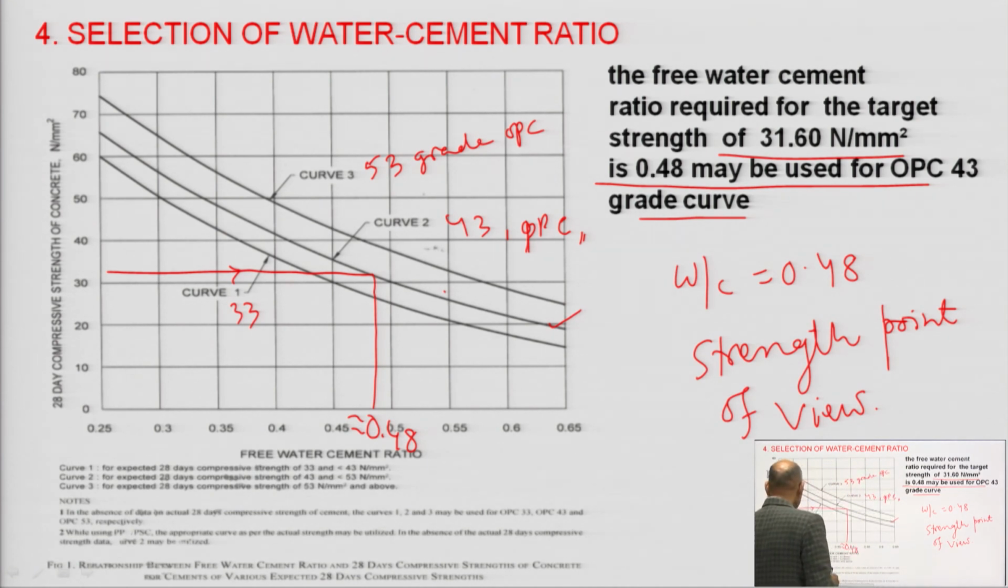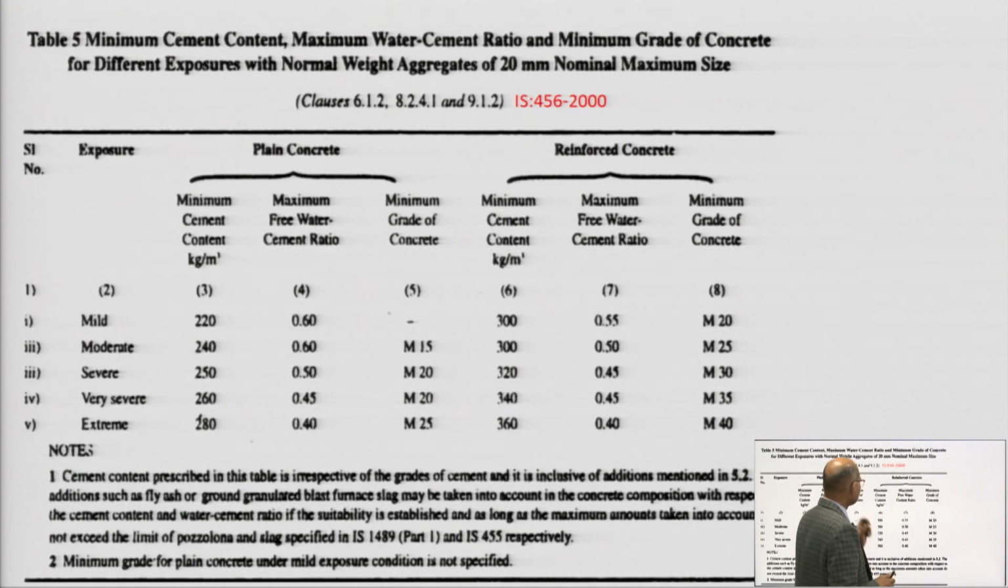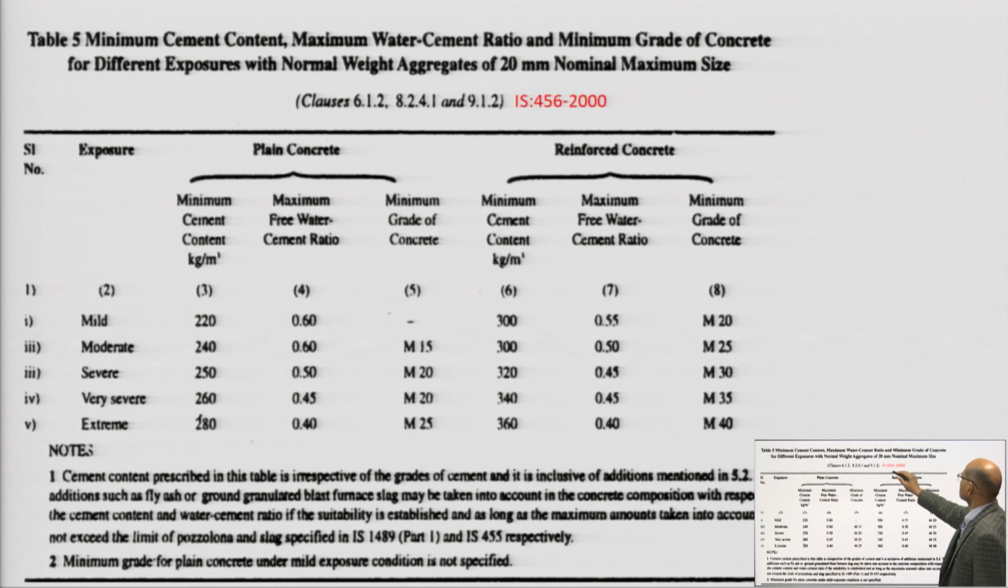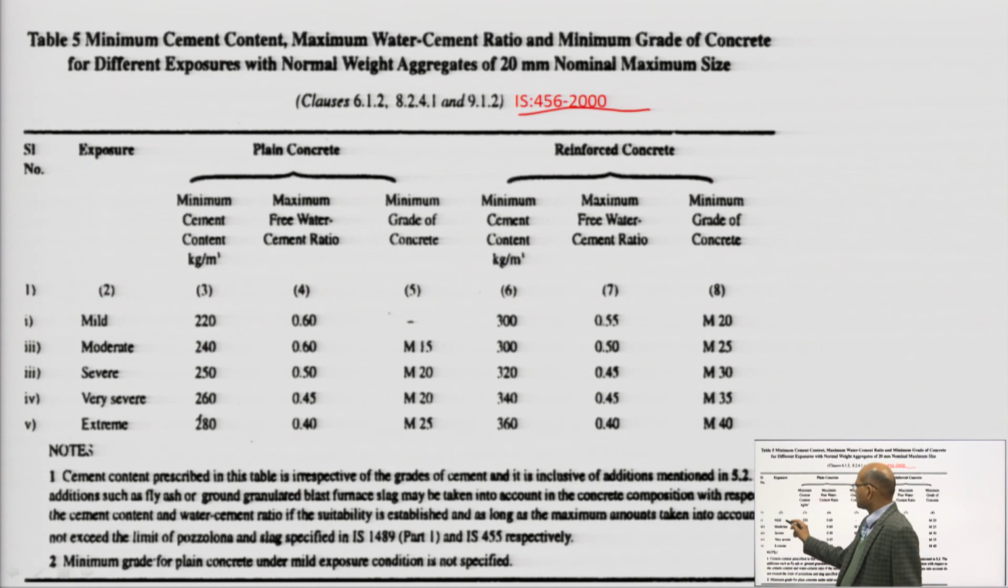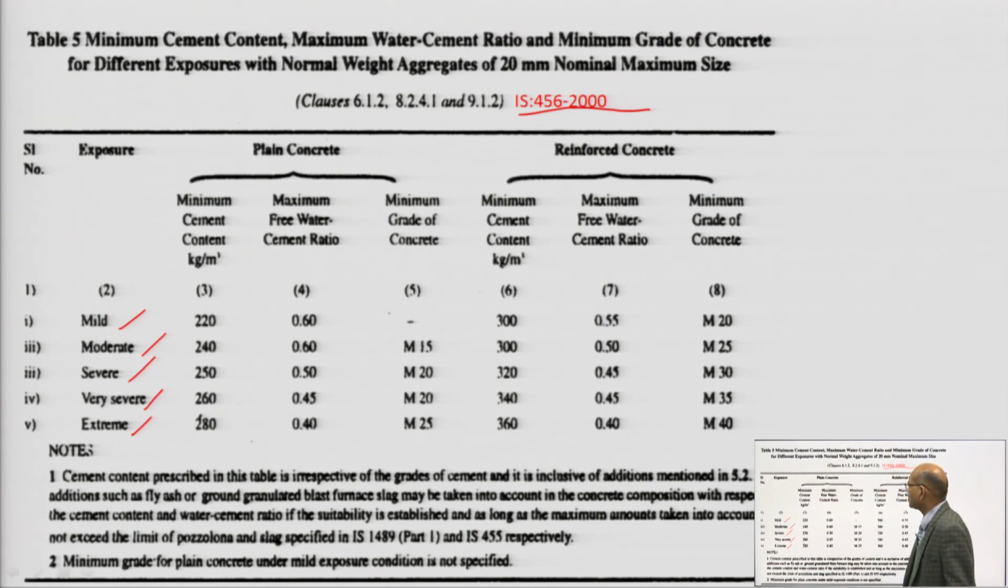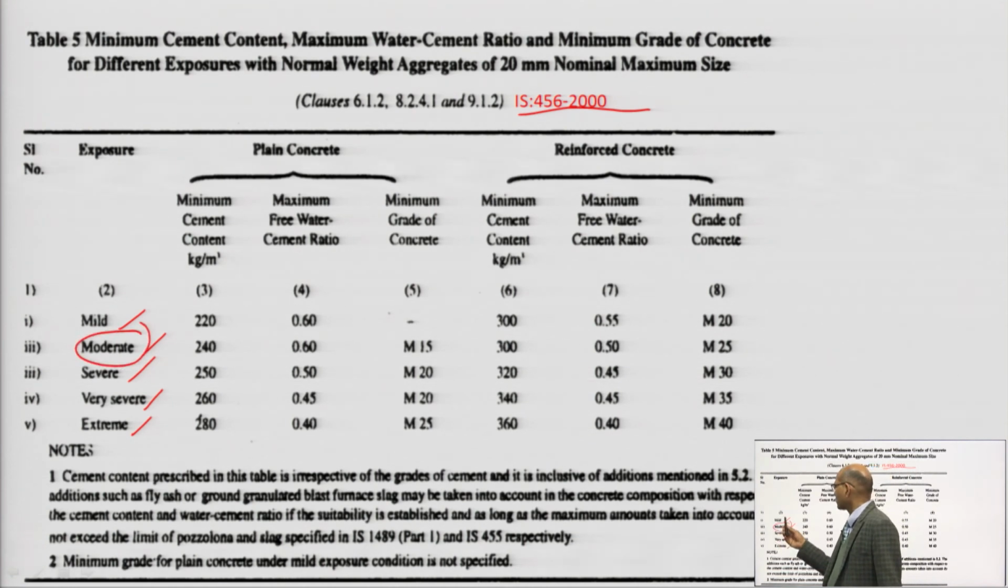Okay. So, you see here another table you check here. This is the table we have taken from the IS 456-2000. We have 5 exposure conditions: mild, moderate, severe, very severe and extreme. From the field we have got the data that our concrete has to be used in moderate condition. The definition of moderate is also given in IS 456.